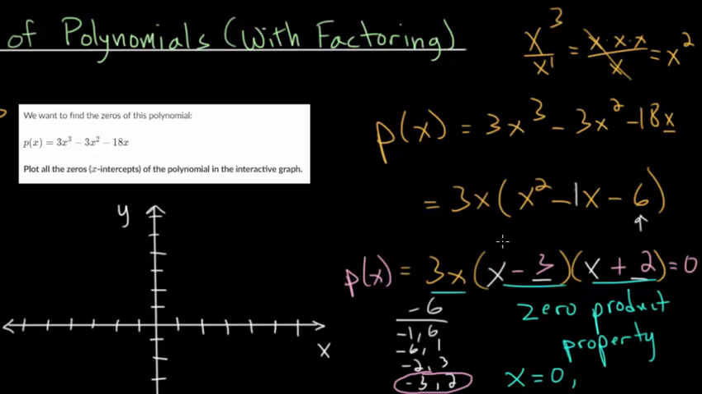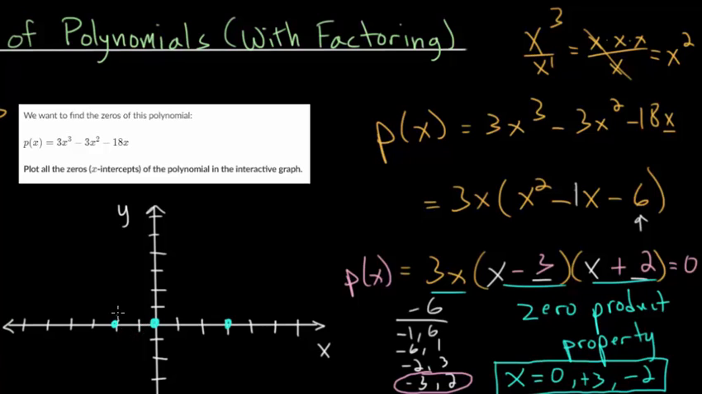If you use positive 3 for this one, you would get 0 here. And if you use negative 2 for this last one, then you would also get 0 here. So the zeros, or the roots, or the x-intercepts of our polynomial, are at 0, positive 3, and negative 2. And so we can mark those. 0, positive 3, and negative 2.